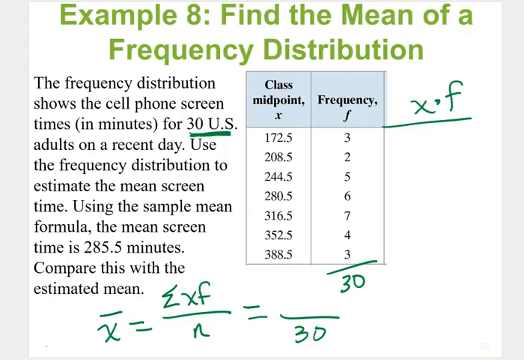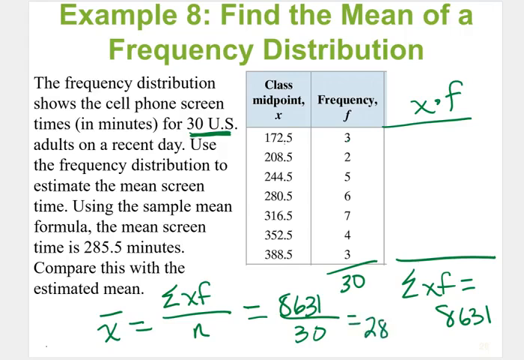Again, I won't do that in the interest of time for this video, but you can sit down and do that. Multiply each midpoint times the frequency, and when you are done, add them all together, and you should get 8631. So I'm going to take 8631 and divide it by 30. When you do that, it comes out very nicely. It comes out to 287.7. So that is my approximate mean for this data. Again, I don't have the actual data, I just had the frequency distribution, so you can even use the mean in cases like this to approximate it.